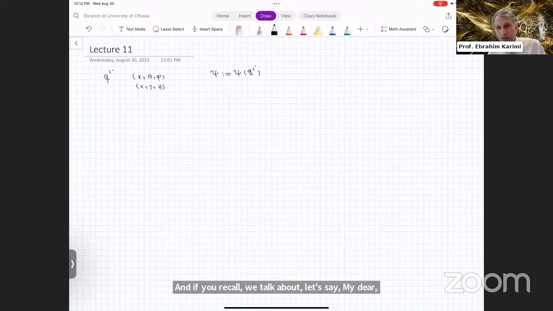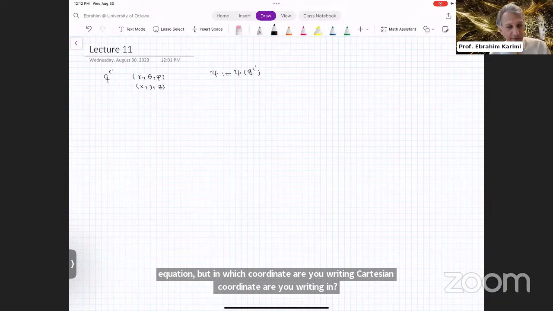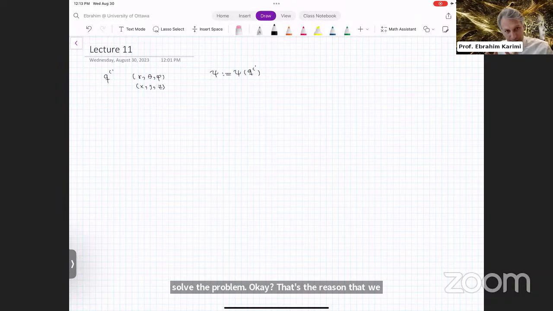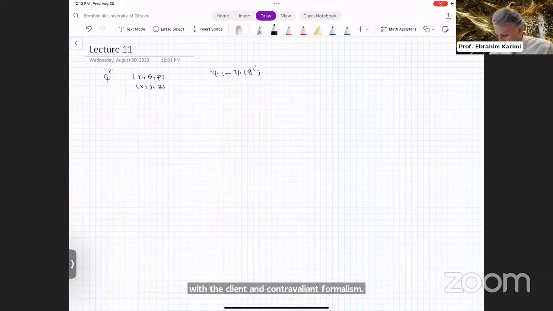Or when you write the Schrodinger equation, in which coordinates are you writing it? In Cartesian, cylindrical, or spherical coordinates? The physics should be the same. But in some of those coordinates, it is really easier to solve the problem. That is the reason we go with the covariant and contravariant formalism. So those were the contravariant parameters that we had in the calculation.